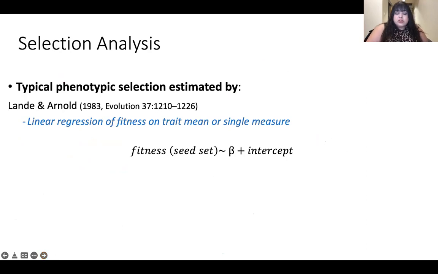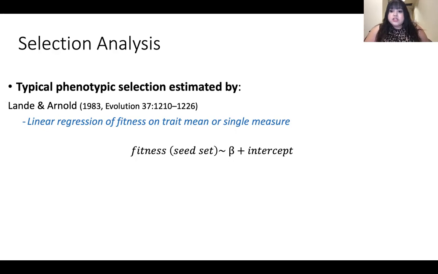So phenotypic selection is usually estimated by using a traditional approach. The Lande and Arnold equation is a linear regression of fitness on trait mean or a single measure. Here, the linear regression coefficient corresponds with beta, which is going to be our selection gradient. So this does show a straight regression using a response variable, the selection gradient, which is going to be, again, our regression coefficient, and an intercept.